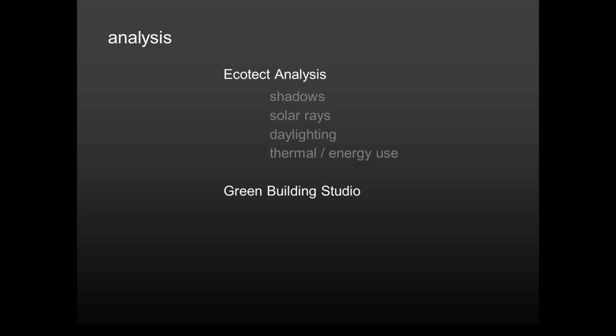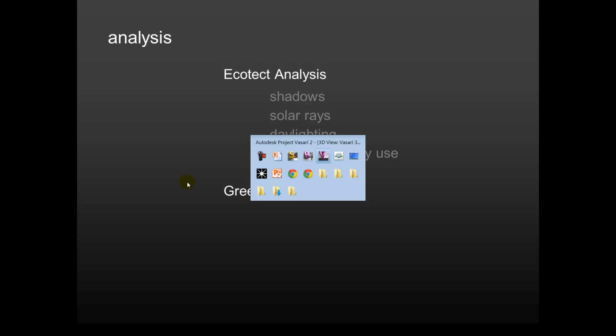And there's Green Building Studio, which is an online service that's available for doing analysis. That's also available to you because you're part of the student community. So you'll have access to that too. So how those look is something like this. Let me go ahead and switch over to Ecotect and show you how this works.